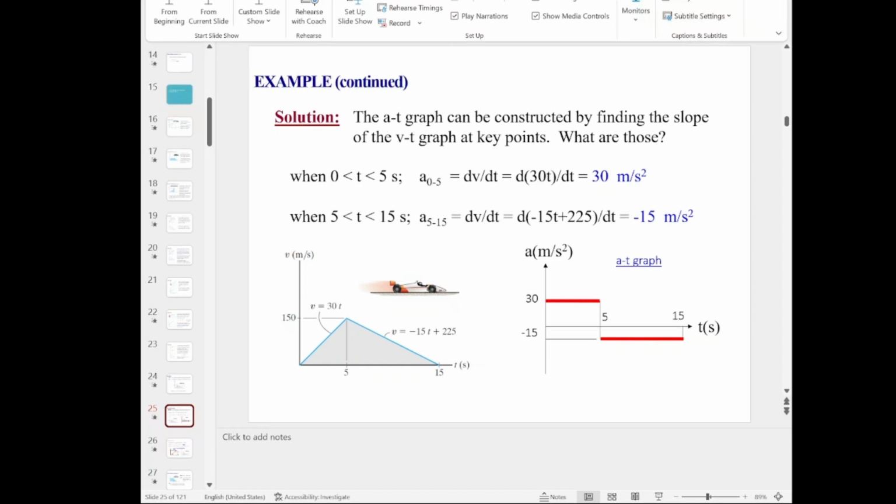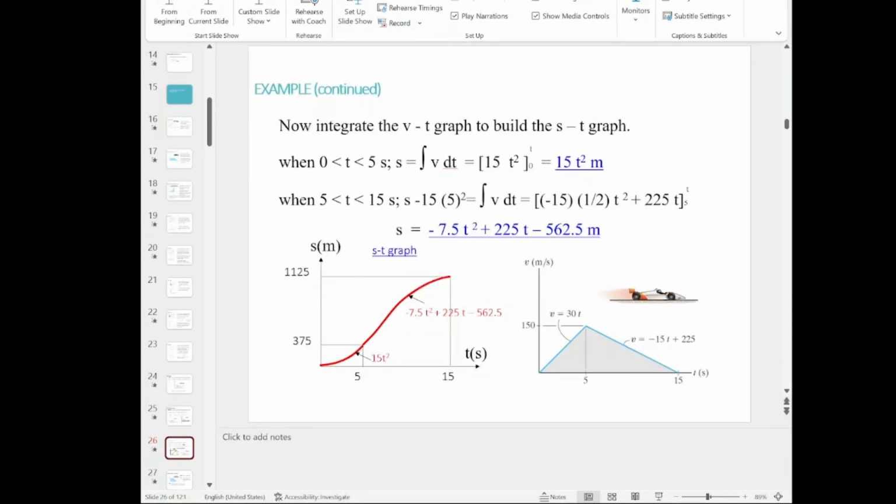The next one we're going to look at is position as a function of time. In this case, we're going to build a position versus time graph. What we need to do is basically the opposite: we need to perform integration in those two particular time intervals, from 0 to t in this case, and in this case from 5, which starts here, 5 to t. So we have two separate integrals to perform.